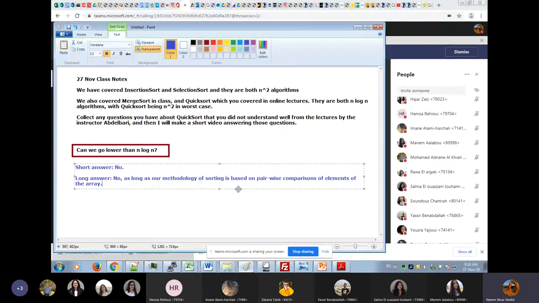So in algorithms, you always have to be careful. When we say the most efficient way of doing this is this, make sure you specify exactly what it is you're talking about. You will see examples right after we prove that we cannot do less than n log n. I'm going to show you an algorithm that does it in linear time, n time. Wait, what? You just said n log n is the lowest, and now you're showing an n time algorithm. Well, if you focus on my long answer, that linear time algorithm must not be based on pairwise comparisons of elements of the array, because otherwise you can't do less than n log n.